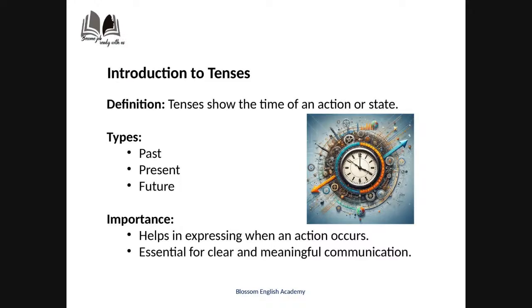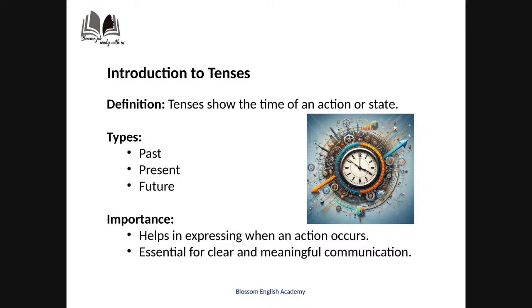So, what are tenses? Tenses are used to depict the time in which an action has occurred. Okay, at what time an action took place, and to depict that, we use tenses. And we have three types of tenses. We might all be aware of this: past, present, and future.